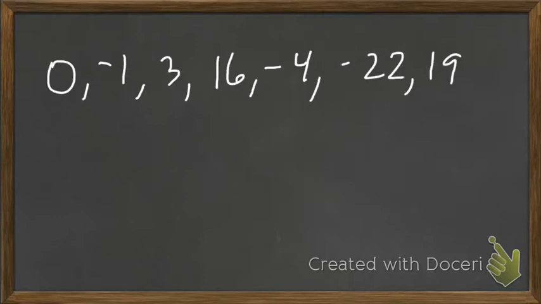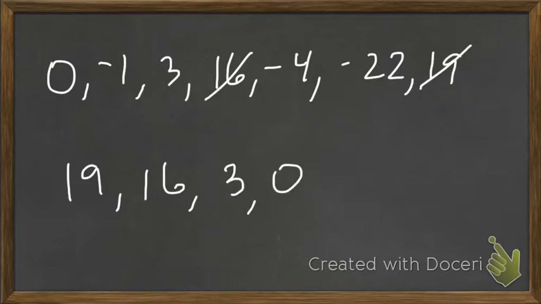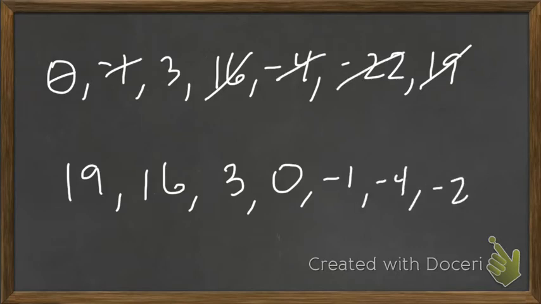This set of numbers, we will put from greatest to least. The biggest number to the smallest number. So the biggest number here is going to be 16. Followed by, actually I made a mistake, it's going to be 19. Followed by 16. Then 3, 0, -1, -4, -22. So this would be from greatest to least, biggest to smallest.